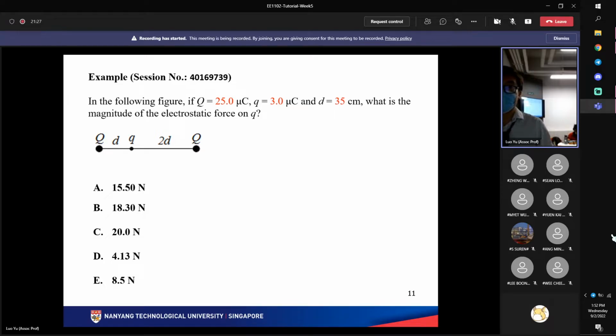Okay, so here I have 3 positive charges, 2 capital Q on the left and right. Then I have a lowercase q placed in the middle, D from the left charge, 2D from the right charge. I want you to find the magnitude of the electric force on the middle charge, lowercase q. You can see this question on our Learning Catalytics. I have already delivered this question.